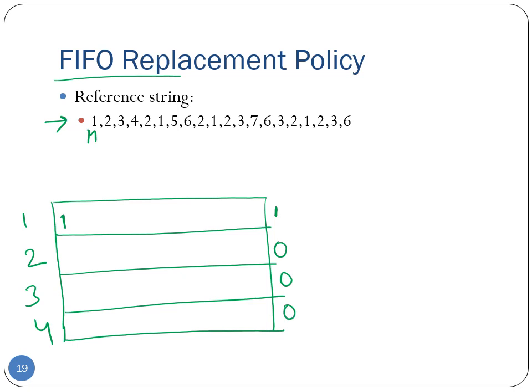Let's move on to 2. So 2 is also not present in the cache, so this is also going to be a miss. Let's bring it in the second line, and this was just now brought in, so let's mark a 1 in front of this line and 0 in front of all other cache lines.